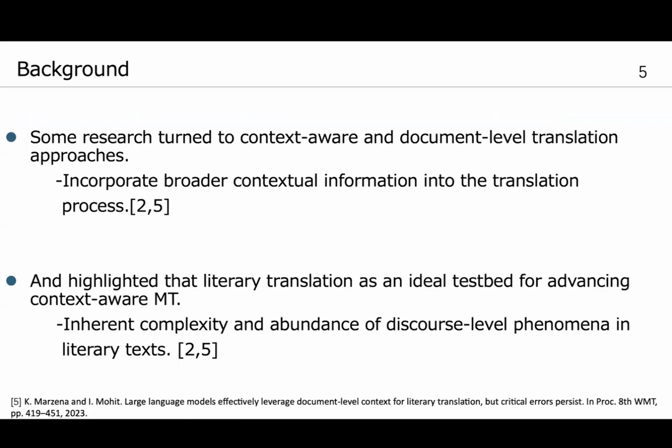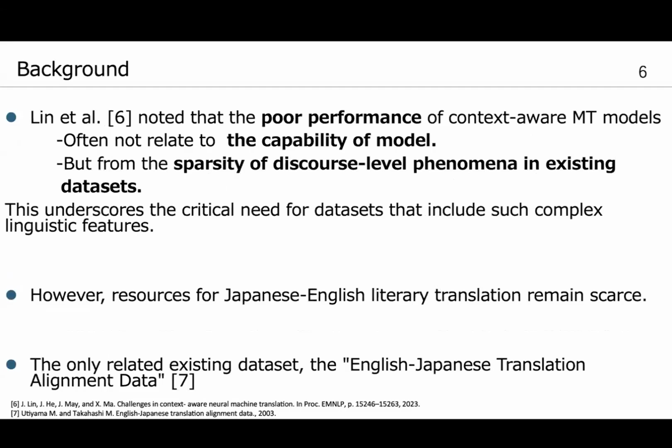It has also been highlighted that literary machine translation is an ideal test bed for advancing context-aware machine translation, because literary texts have rich discourse-level phenomena. Additionally, Lim noted that the poor performance of current context-aware MT models is not related to the capability of the model, but comes from the sparsity of discourse-level phenomena in the existing data sets. And this underscores the critical need for data sets that include such complex linguistic features.